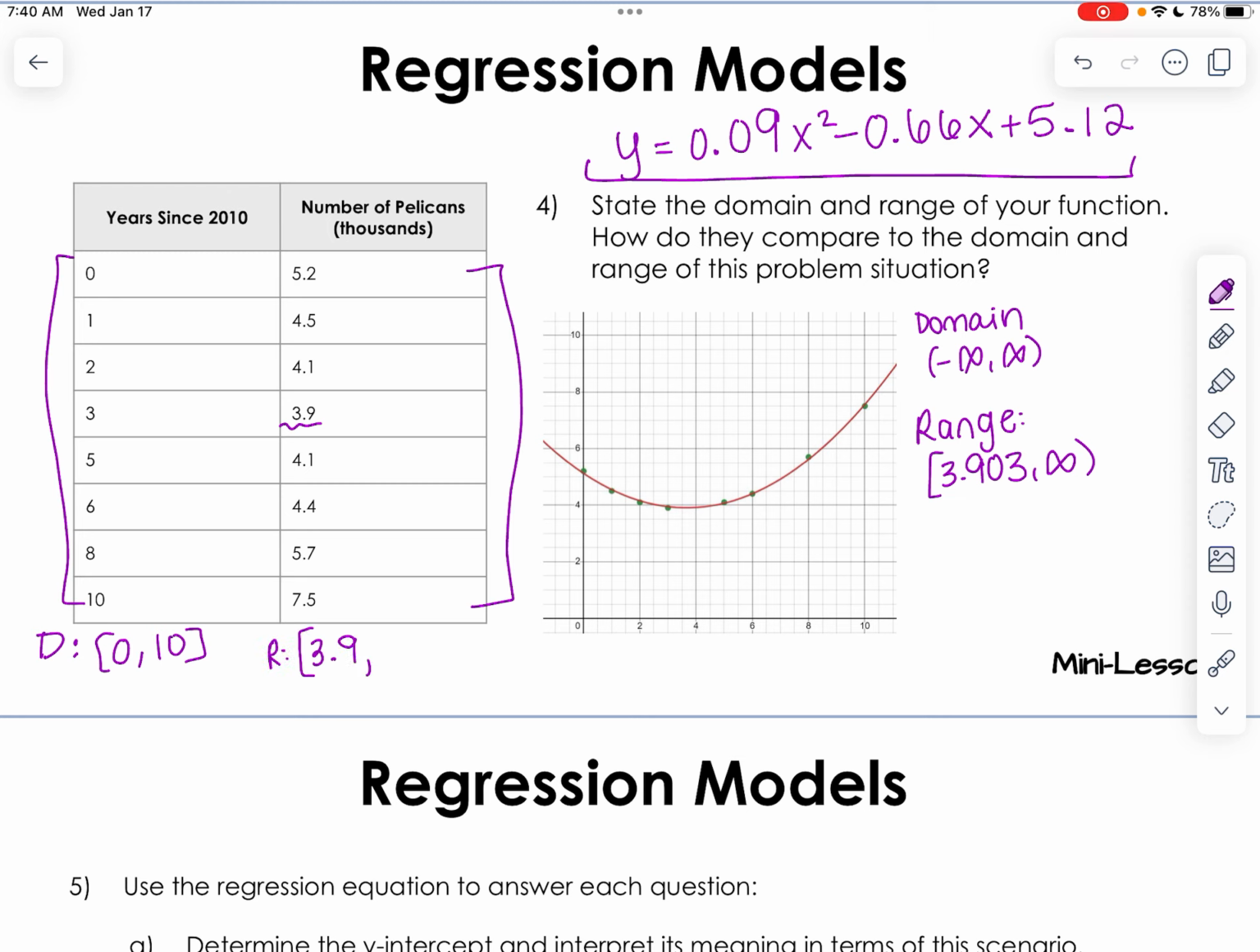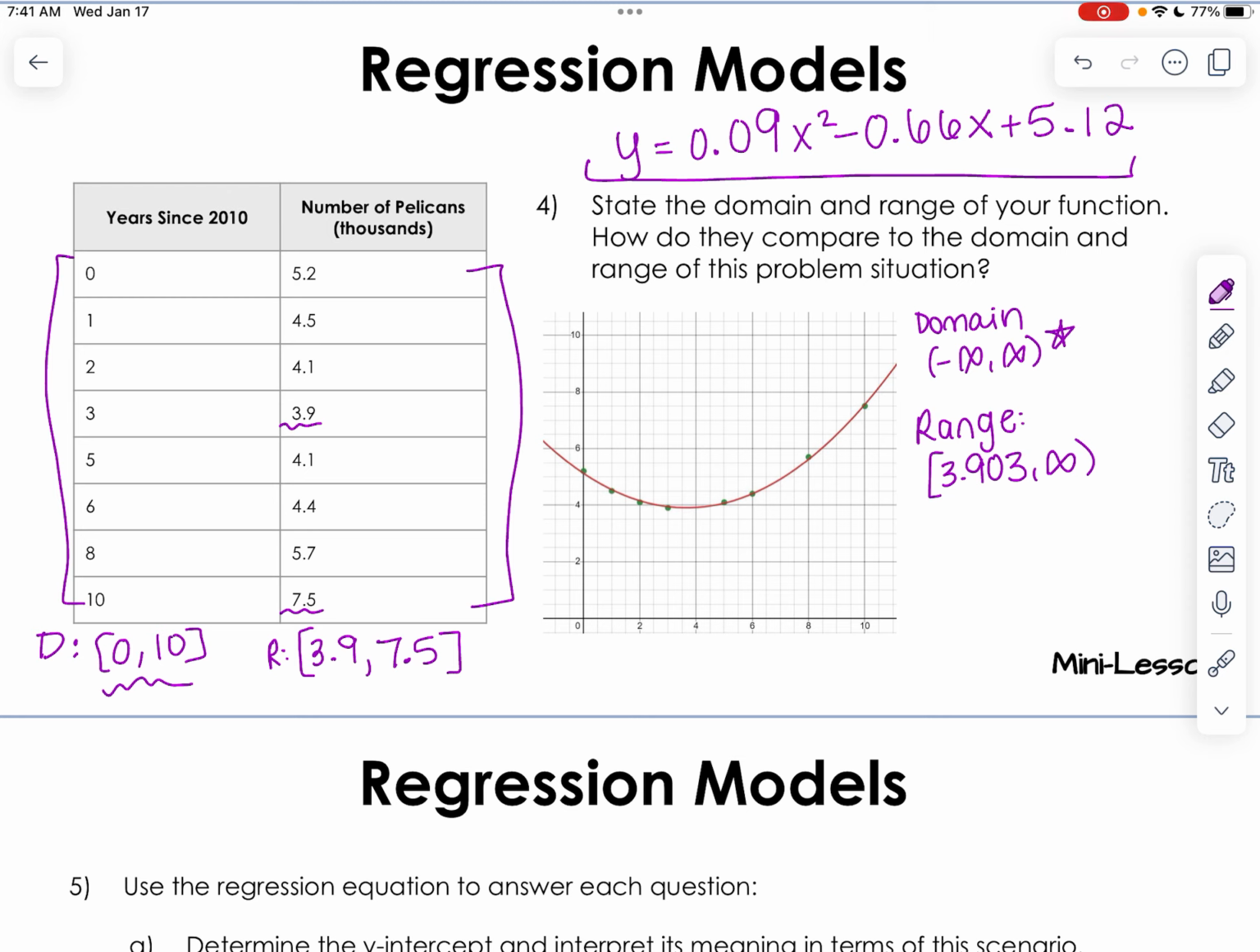And then the highest value that we have within this data set is 7.5. So how does this relate to the domain and range that we have from the model? Well, for domain 0 to 10, this is included in the domain of the quadratic model. The domain from our word problem, remember a lot of times it changes for word problems because time doesn't go on forever and ever in just this situation, right? They're not going to watch the pelicans forever and ever. They watch them for 10 years.